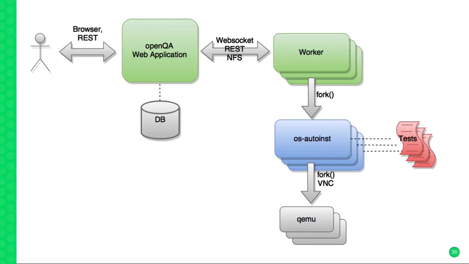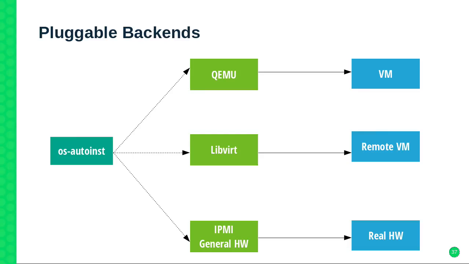And then as you schedule jobs on openQA, the worker picks up those jobs and receives a whole bunch of variables and such from the database, so it knows exactly what it's being told to do. And from there, openQA will then run OS autoinst, which is effectively the test runner. It will take the tests from your test library and actually start running through them. And depending on which backend you use, which I'll talk about in a minute, OS autoinst will then be firing up the VMs or connecting to your system under test and running those tests on that hardware or on that VM. So we've got support for multiple different backends.